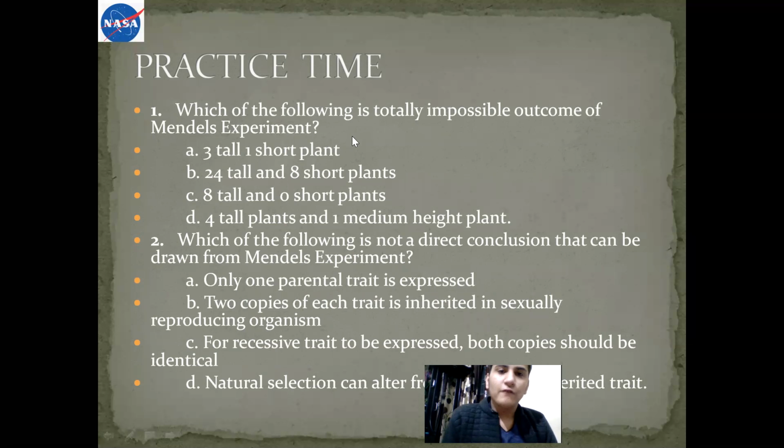Which of the following is a totally impossible outcome of Mendel's experiment? Please give your answer in the comment box only. Options: 3 tall, 1 short plant; 24 tall and 8 short plants; 8 tall and 0 short plants; 4 tall plants and 1 medium height plant.